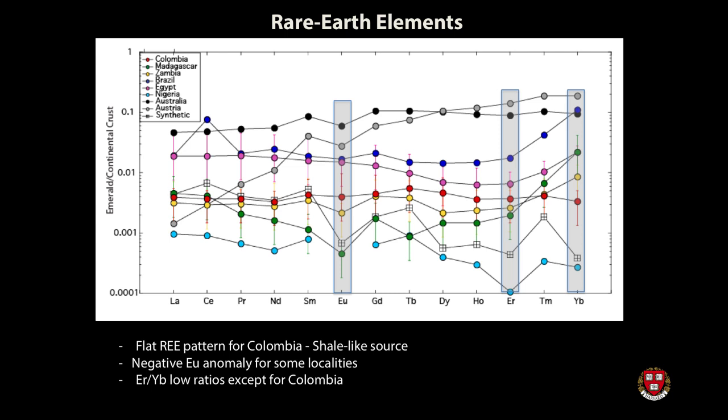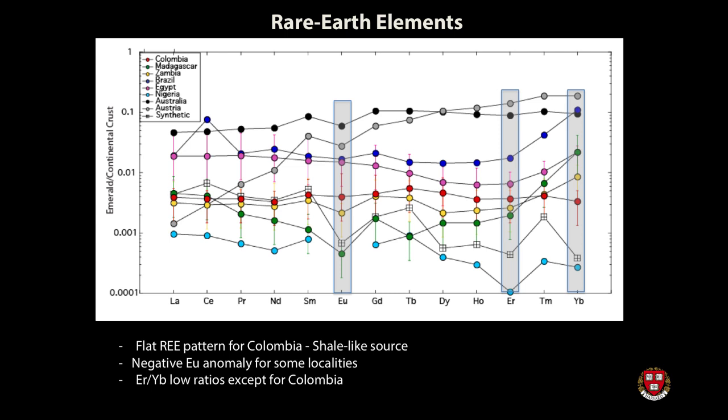And if we take a look at the rare earth elements, which can be divided into the light ones, lanthanum, cerium, praseodymium, and neodymium, and the heavy rare earth elements, we see two very interesting things, actually three. One is the europium anomaly. As you can tell, all of them display a negative europium anomaly, except for Colombia. Colombia also has a relatively flat pattern, which makes sense.